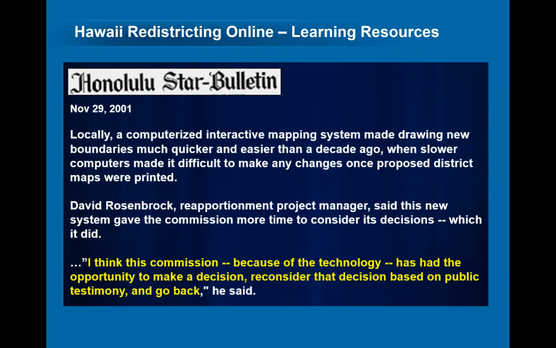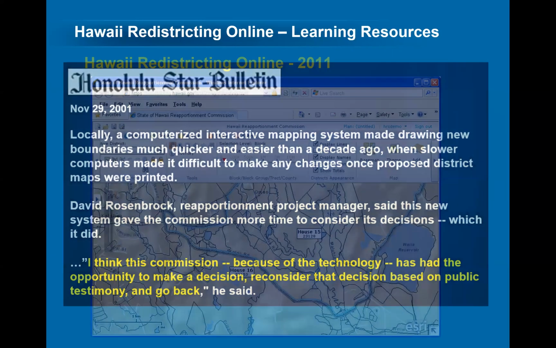Because even without the mapping, submitting of plans online, the public still had opportunity to comment on maps, mostly paper maps that were provided at meetings. But the commission then could go back and did go back and change their plans after they put out for public consideration. So the software did help the commission, but it wasn't so helpful for the public 20 years ago.